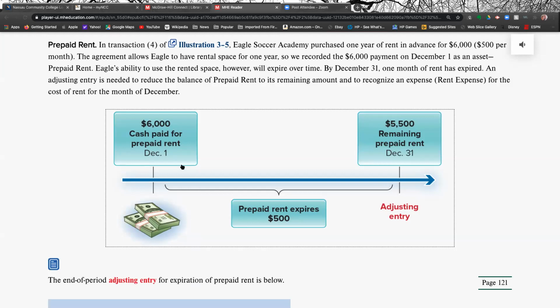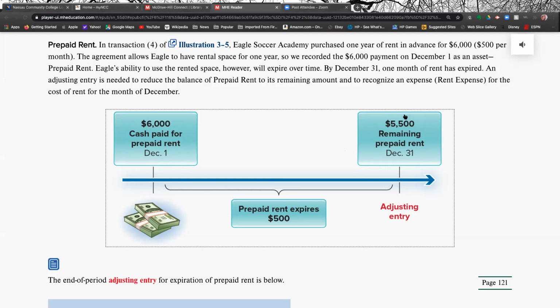So what happened? They paid a full year's rent in advance on December 1st. Debit prepaid rent, credit cash, right? They did that on December 1st. But now, as of December 31st, what happened? 1 month has passed. So on December 31st, do we still have $6,000 of prepaid rent?